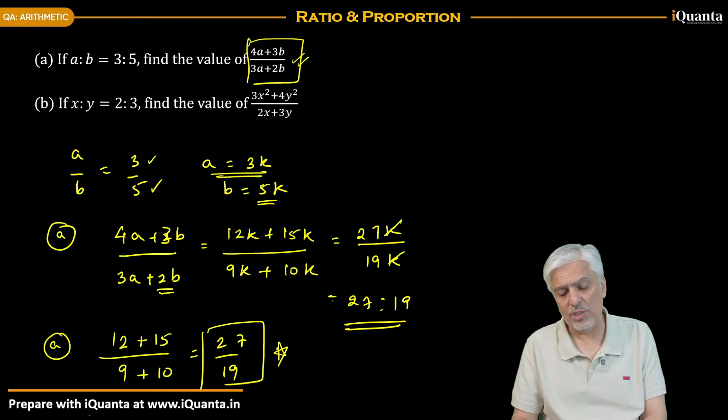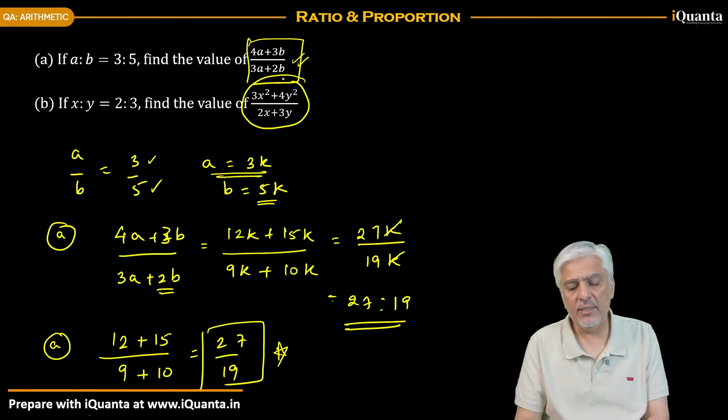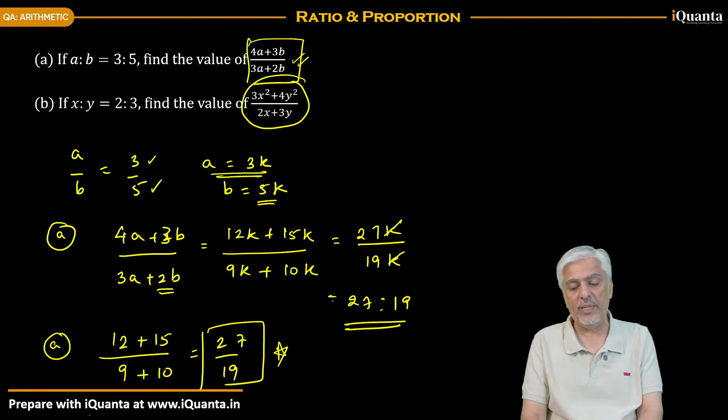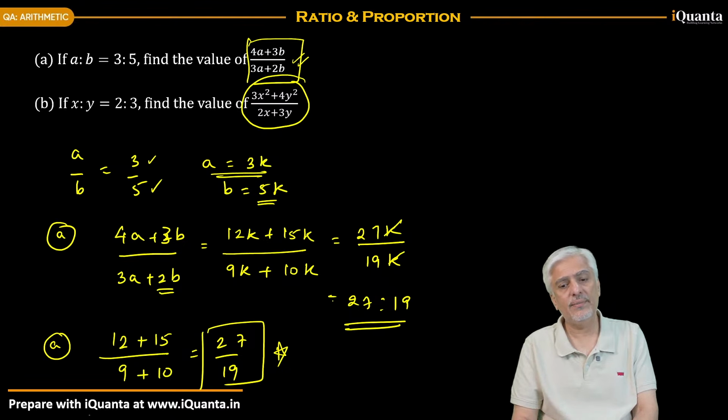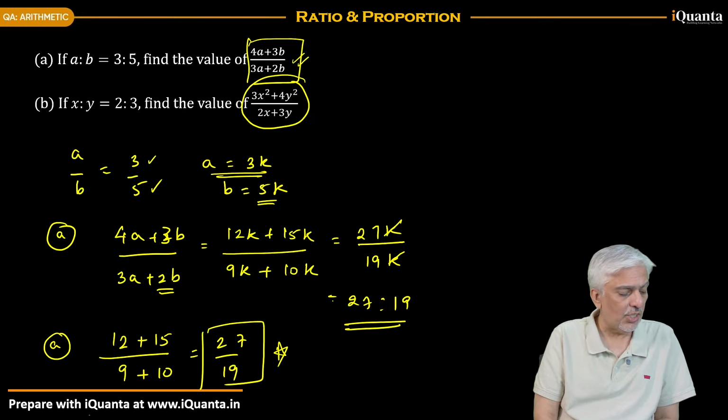Now, if you look at this question, why don't you all try the next one the same way? Find the value of this part, 3x square plus 4y square upon 2x plus 3y. Can we find it? Think a little bit. Kanak, is that the answer for the second question or the first question?